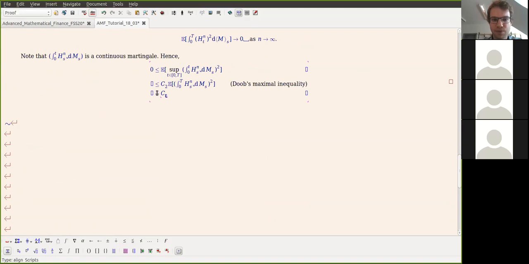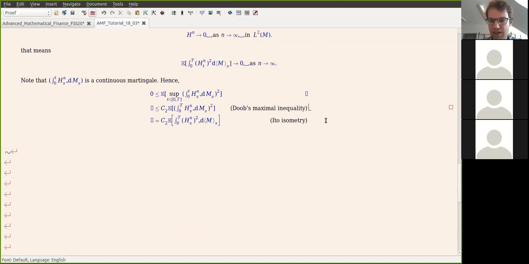So I have C2 of this, and now I have here, of course, an n, and then the power 2. Right. So that's nice. So here I use the Ito isometry. Okay. Well, and now I look at my L2 convergence here.